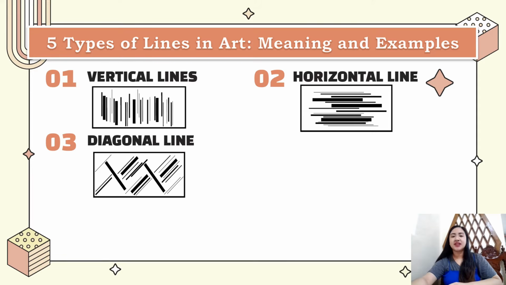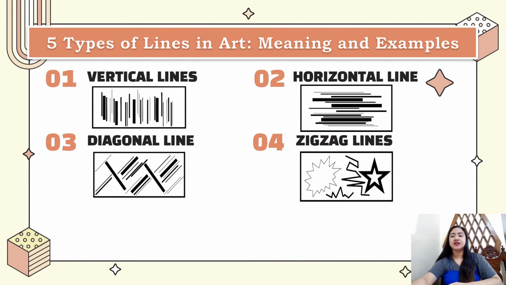The next one is diagonal lines. Diagonal lines are straight lines that start in any direction except horizontal or vertical. So when you use diagonal lines, they suggest movement or lack of stability. So that is an example of a diagonal line.